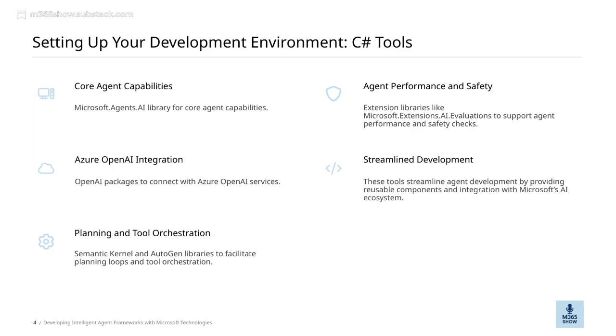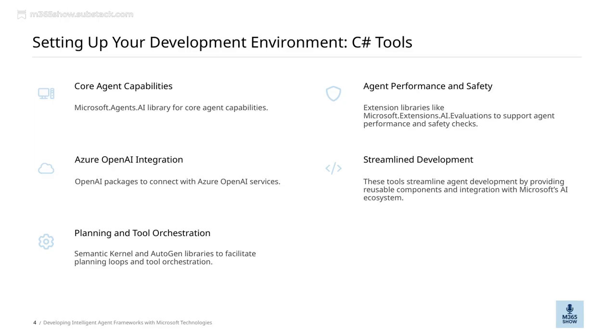Next, we have semantic kernel and autogen libraries. These tools facilitate planning loops and tool orchestration, making it easier to manage complex workflows and interactions within your agents. For connecting with Azure OpenAI services, Microsoft provides OpenAI packages. These enable smooth integration with powerful language models hosted on Azure, giving your agents advanced conversational capabilities.